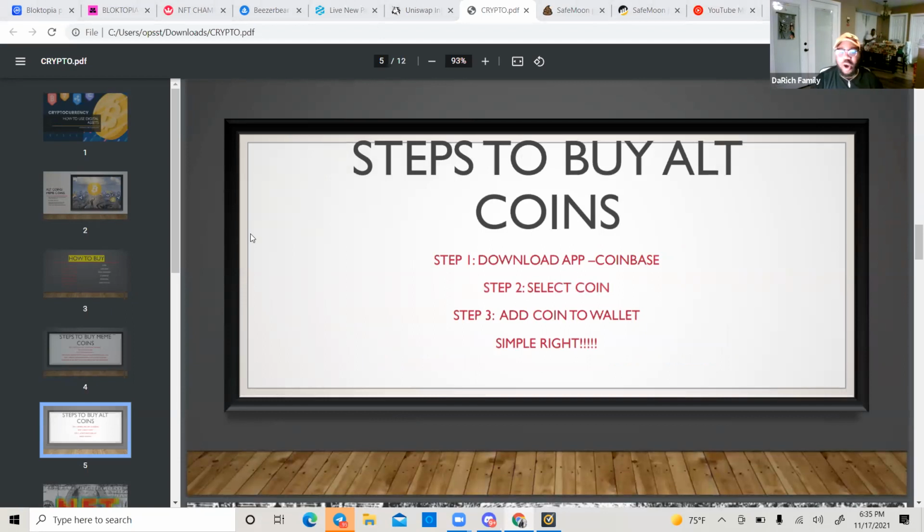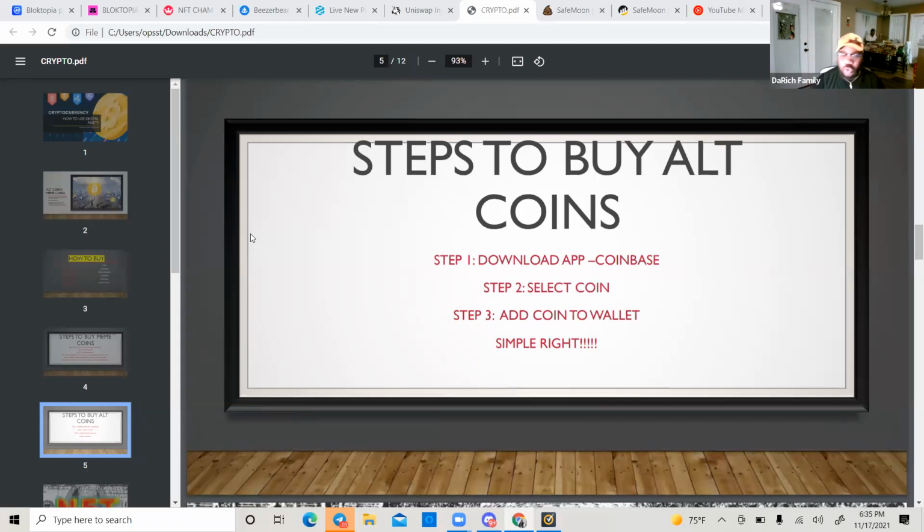All right, so steps to buy altcoins, easy peasy. Step 1, download the Coinbase app. This is where you want to buy a majority of your altcoins. Stable, safe. Steve was just talking to me the other day. He's like, I got to get me a VPN for these meme tokens just to be on the safe side. But with altcoins, Coinbase, you're good to go. You don't have to worry about that. So step 1, download the app, Coinbase.